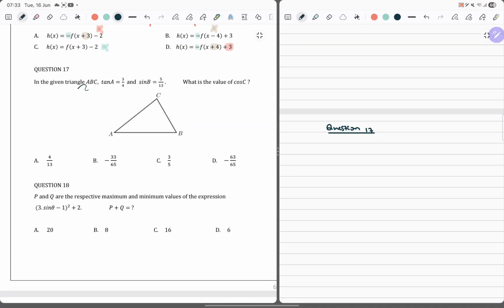Right. In the given triangle ABC, tangent A equals 3/4 and sine B is going to be 5/13. What are you trying to tell us? It says, what is the value of cos C?